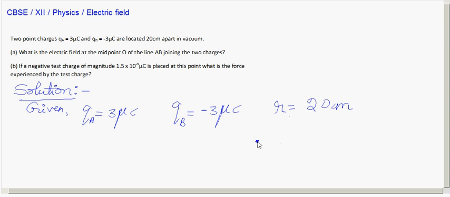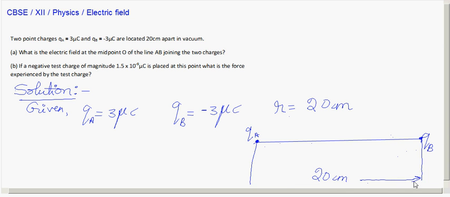Now we have QA, we have QB at a distance of 20 centimeter from this QA. QB. So the distance between them is 20 centimeter. This is the given thing.